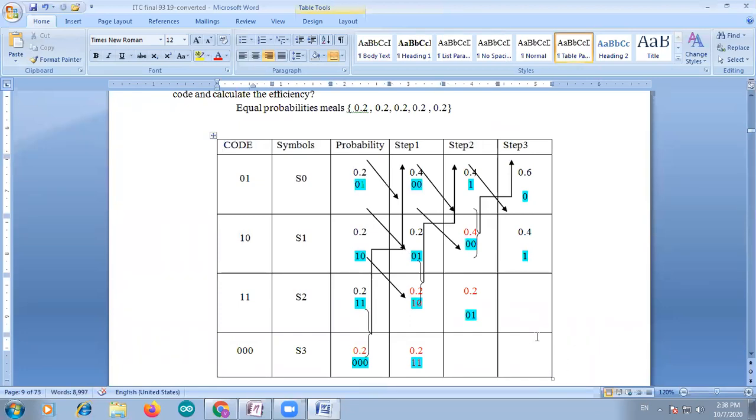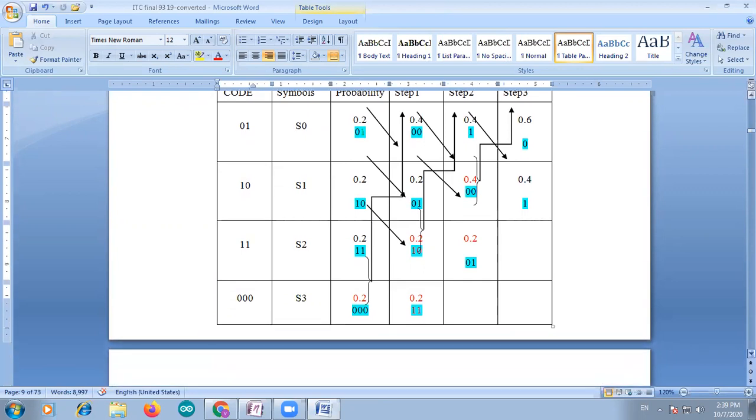See this. Arrange the probabilities in descending order in the Huffman code. Even though all the probabilities are equal, they are 0.2, 0.2, 0.2, 0.2.